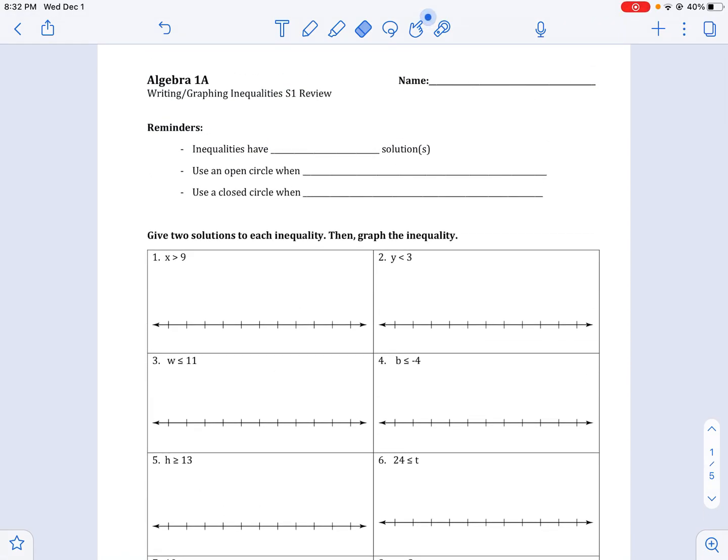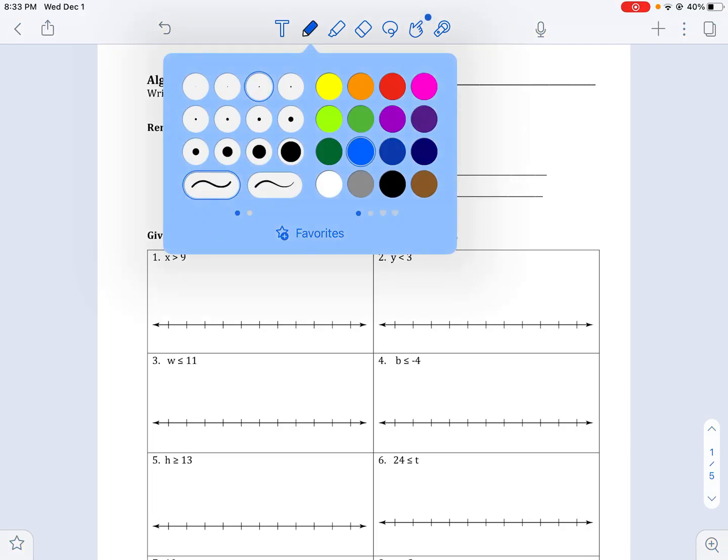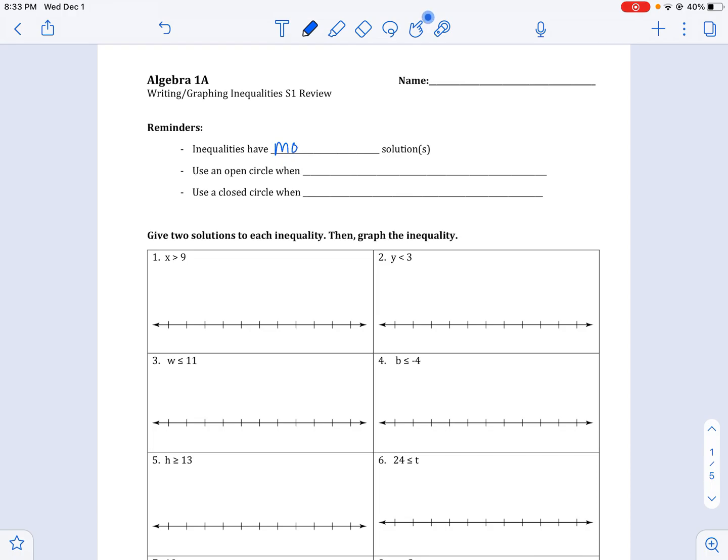In this video, we're going to talk about how to graph inequalities. So inequalities are not equations, and they're not expressions. They have an inequality symbol, and they relate the relative size of two things. So inequalities don't just have one solution, they have more than one solution.